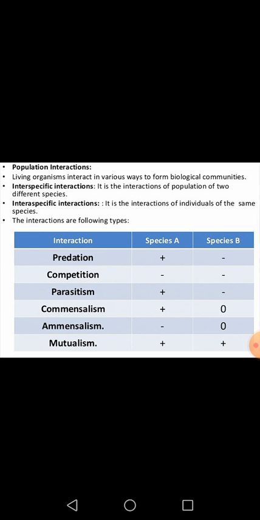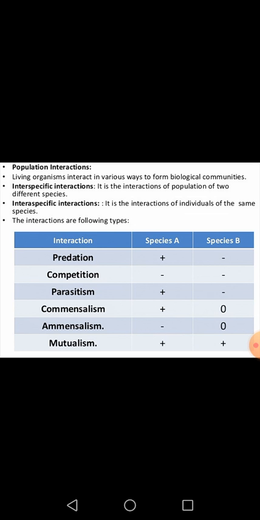Meaning, when individuals of two different species interact with each other, such interaction is called interspecific interaction. While when members of the same species, a group of individuals of the same species, interact with each other, it is called intraspecific. So this is the difference between interspecific and intraspecific interaction. And students, these interactions are of different types like predation, competition, parasitism, commensalism, amensalism, as well as mutualism.